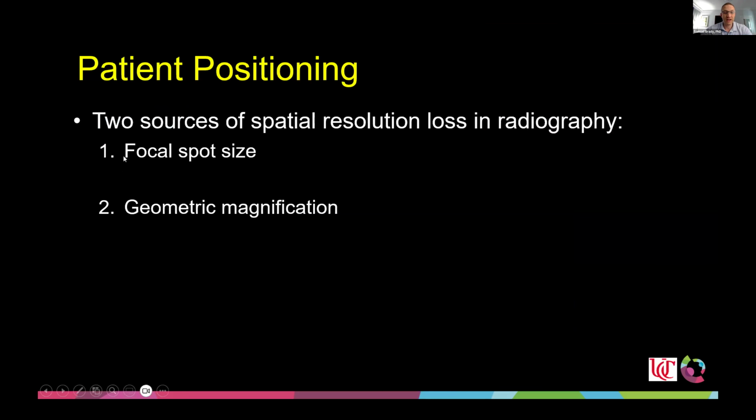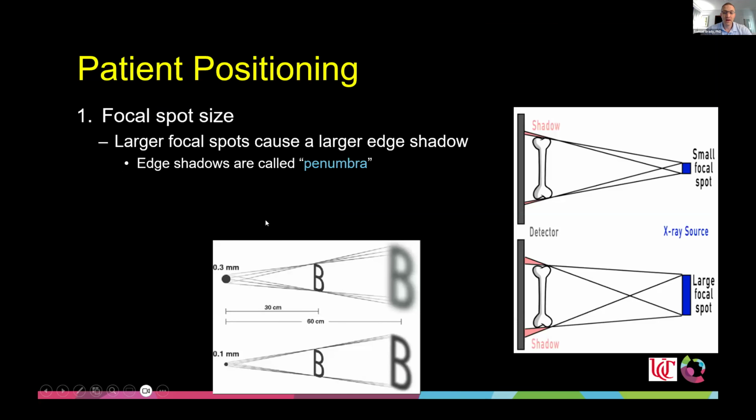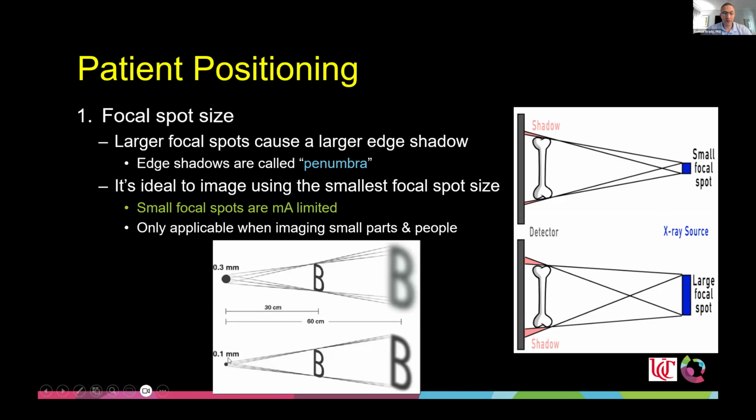There are two factors that affect resolution: focal spot size and geometric magnification. We've all been taught that we want to use the smallest focal spot size possible because that allows us to be able to see the smallest objects in the X-ray image, the smallest objects that are closest together. And so that's the best way to resolve small objects.